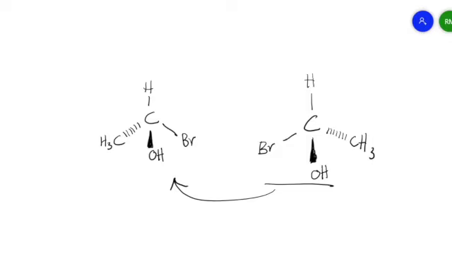These 2 optical isomers are called enantiomers, and they are mirror images of each other, and they cannot be superimposed. So the carbon atom has 4 different groups attached to it, and this is its chiral center. And only chiral molecules can have optical isomers.